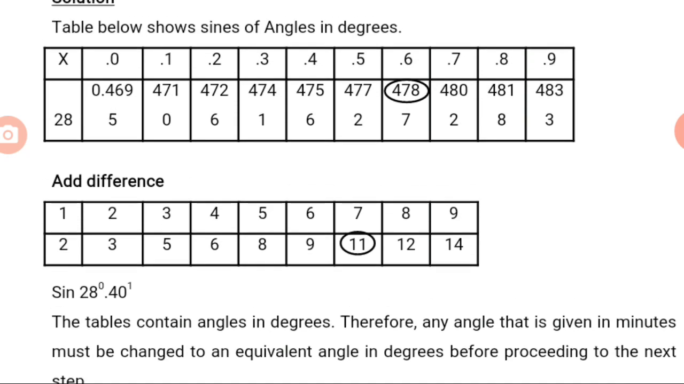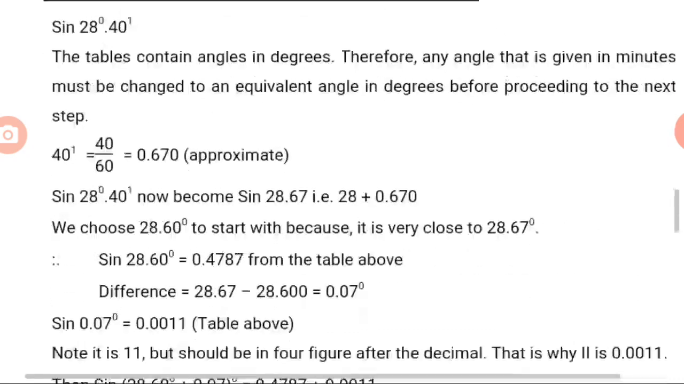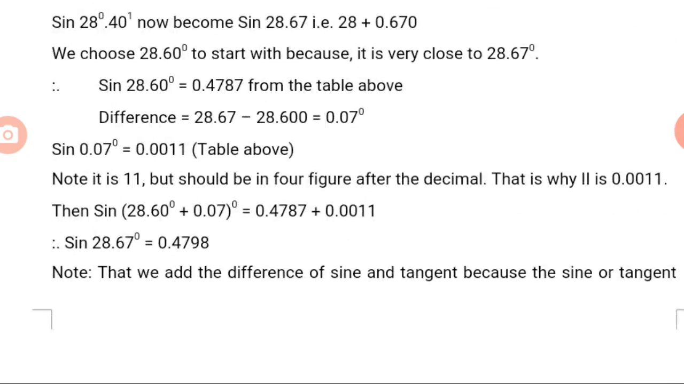Look at the difference. You see 1, 2, 3, 4, 5, 6, 7. So the difference is 7. The number under 7 is 11. Is that clear? And we are dealing with a 4-figure table. So it will give us 0.0011. Are we together?